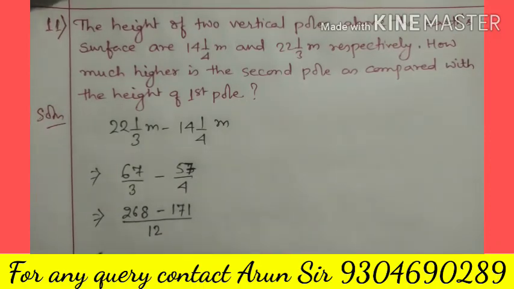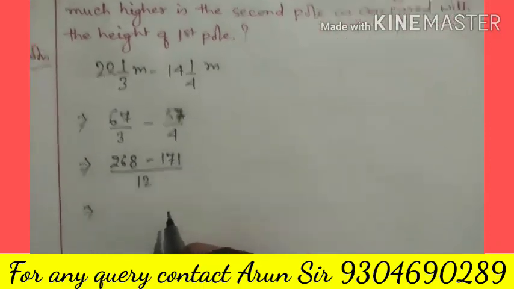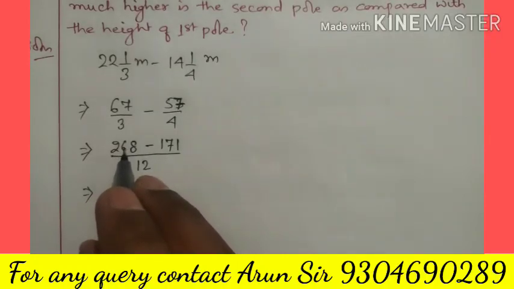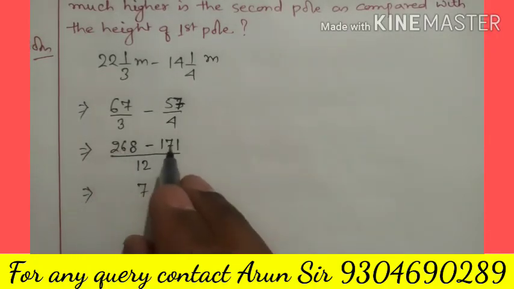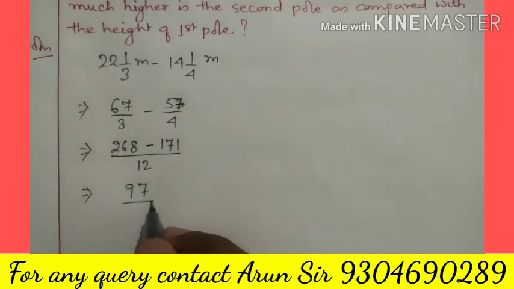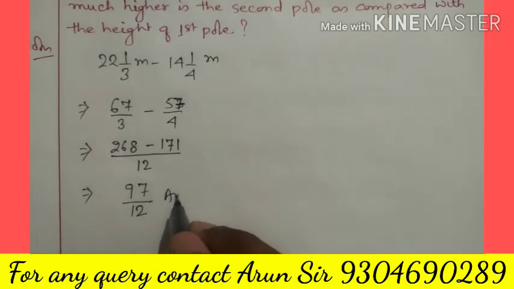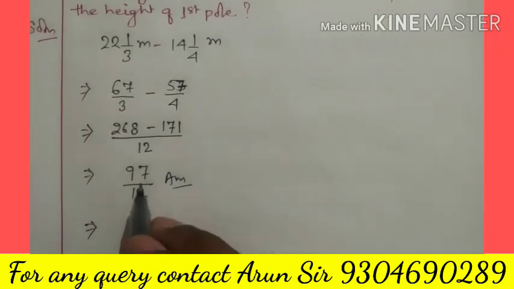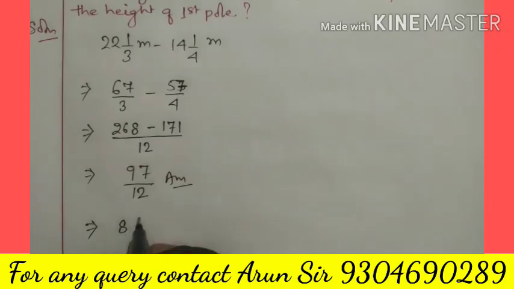Now we will subtract it. 8 minus 1 is 7. 6 minus 7 is not possible, so we will take 1 carry. It means 16 minus 7 will be 9. 97 by 12. You can leave your answer here, or if you want to convert into a mixed fraction, we will convert: 12 times 8 is 96, remainder 1, 8 whole 1 by 12 meter. This will be your answer.